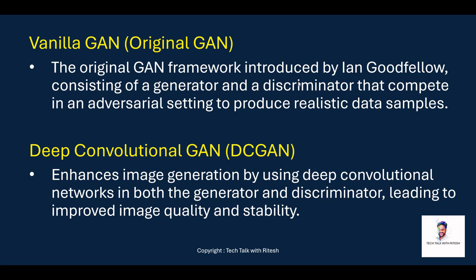So, Vanilla GAN or Original GAN. The original GAN framework introduced by this person consists of a generator and a discriminator, that we know, that compete in an adversarial setting to produce realistic data samples. Then we have DCGAN, which enhances image generation by using deep convolutional networks in both the generator and discriminator, leading to improved image quality and stability.